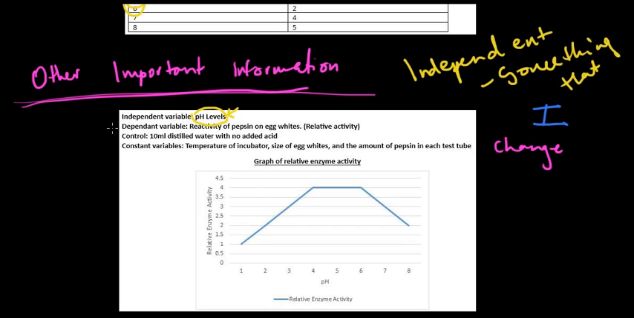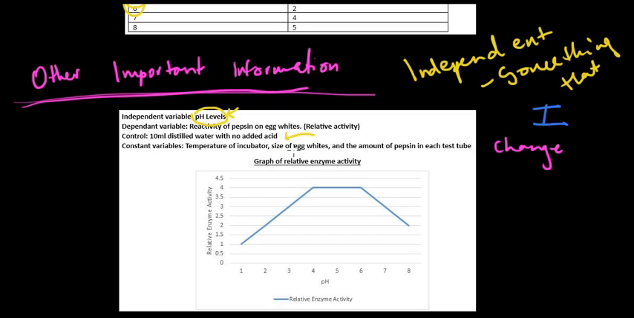Now inside this test, we also had a control. I didn't mention it at the top or in the method, just because of me being clumsy, but the control was 10 ml of distilled water with no added acid. The only reason to have a control in this test is to show what the pHs actually do, and to see that the pH is actually making a difference to whatever we're doing.